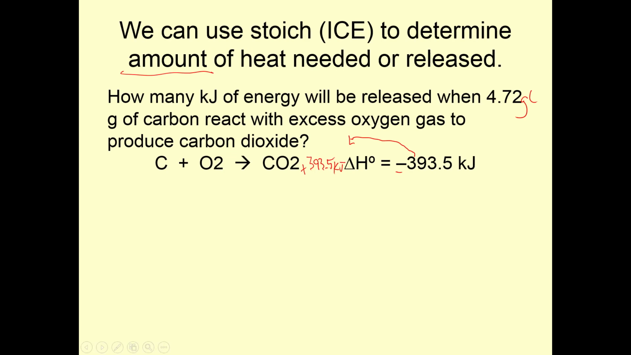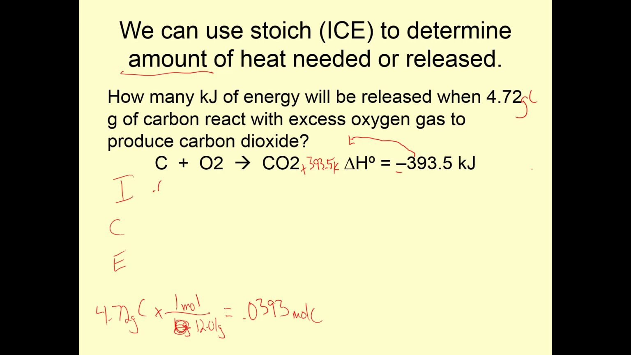So what I'm going to do first is convert 4.72 grams of carbon into moles. We've done this a ton, enough that I just did it wrong. So 4.72 times 1 divided by 12.01. Let me reach for my calculator as you reach for yours. 4.72 divided by 12.01 is 0.0393 moles of carbon.